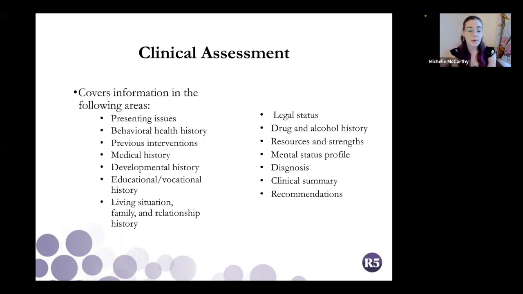Sometimes talking about more historical, even more impersonal things such as medical history, can help the client feel more comfortable with you before you get into, okay, what's going on right now? What brought you here? Because that stuff can be a little bit harder to talk about.